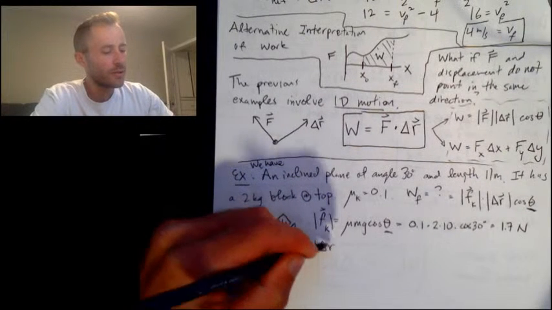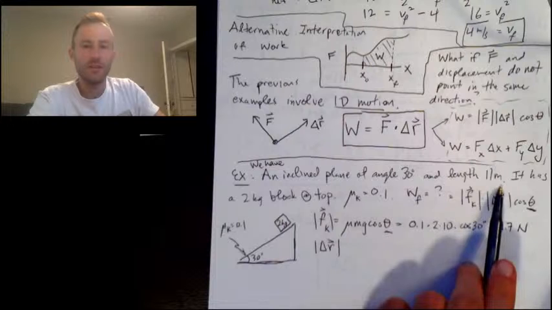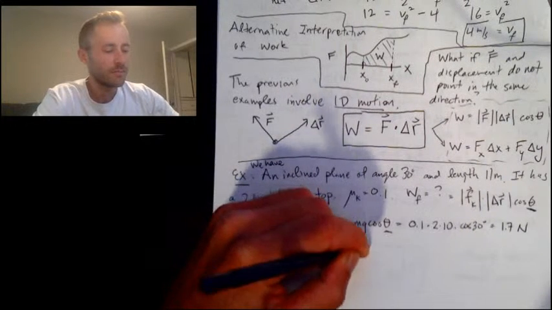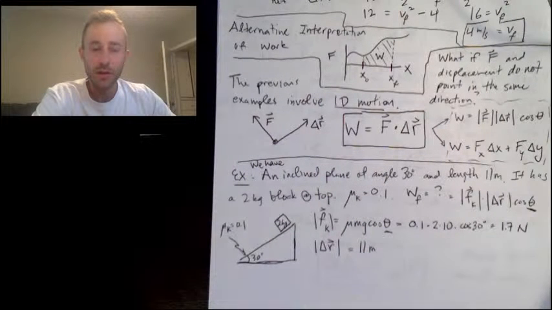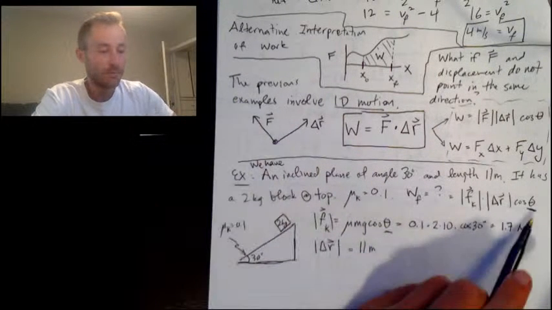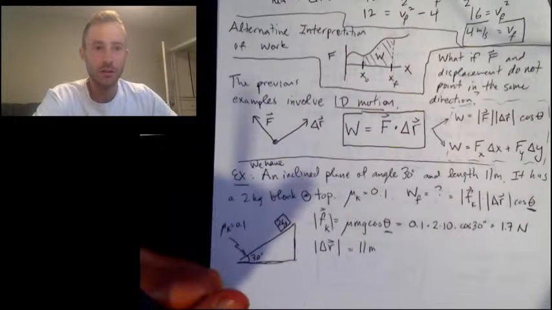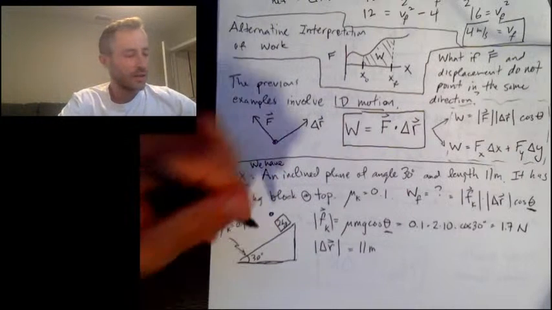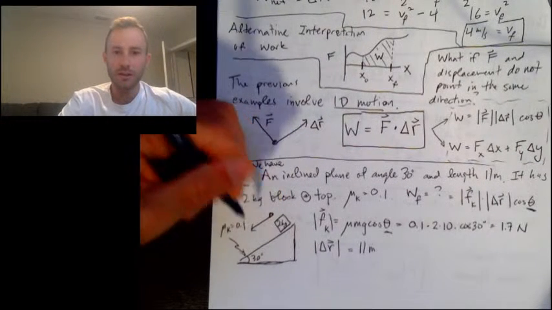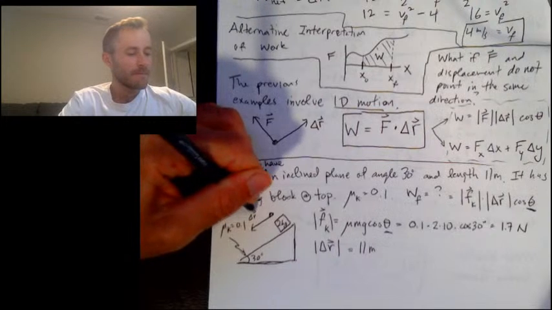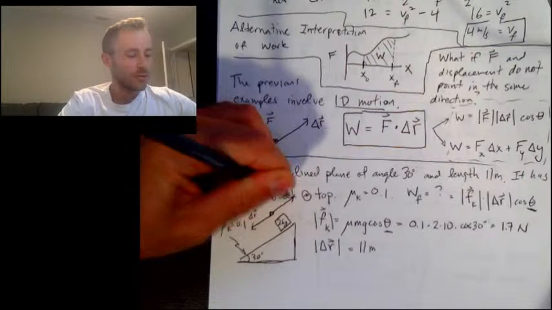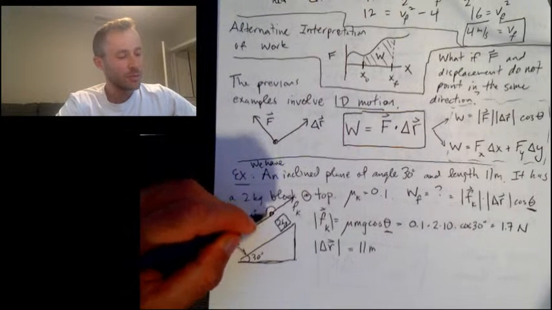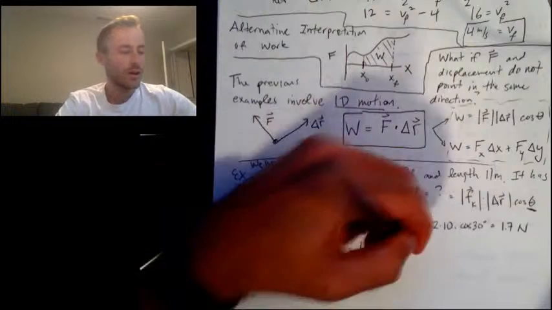The magnitude of the displacement: well, the incline has a length of 11 meters, so it's going from the top to the bottom, so it's traveling 11 meters. All we have to do now is figure out what is the angle between kinetic friction and displacement. As this block is sliding down, the displacement is along the incline, and friction points in the opposite direction, right? Because it's an oppositional force. So the angle between those two vectors is actually 180 degrees.